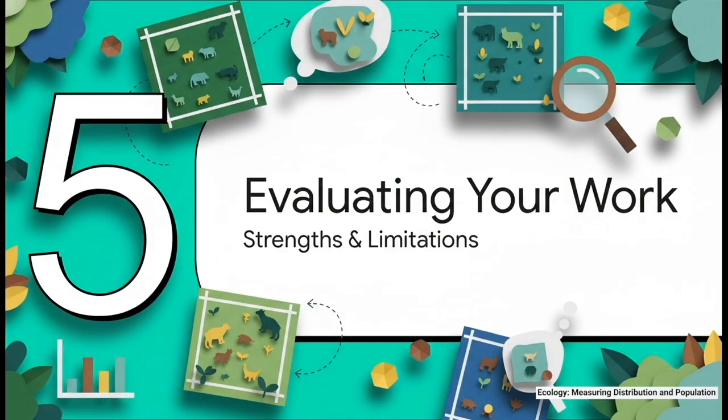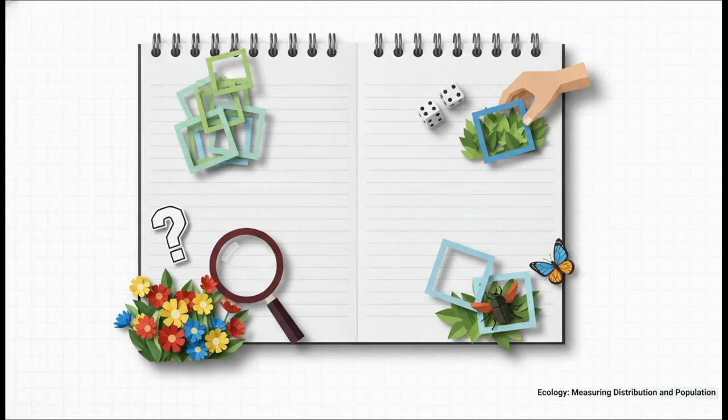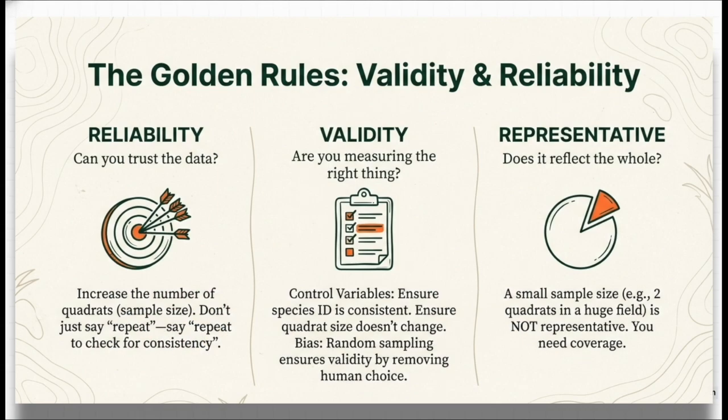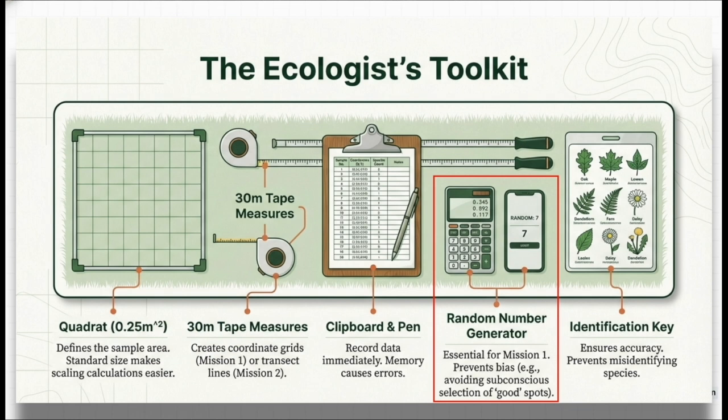So let's have a think about how we can evaluate this practical. To really get those top marks in an exam, you have to think about this stuff. How could you make your results more reliable? Well, the easy answer is always to take more samples. The bigger your sample size, the more confident you can be in your final estimate. Did you avoid bias? Yep, you used a random number generator, so tick that box.